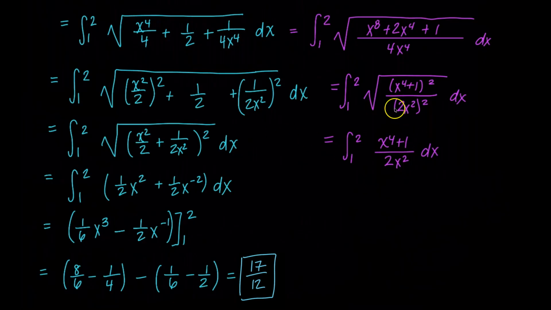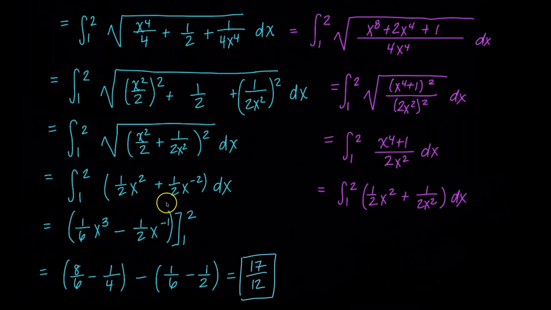dx. And now I can split this up to integrate it. So I can integrate from 1 to 2, 1/2 x squared, and then plus 1 over 2x squared dx. So I'm doing this whole karate chop thing. So x to the fourth over 2x squared simplifies to 1 over 2x squared, and then 1 over 2x squared.